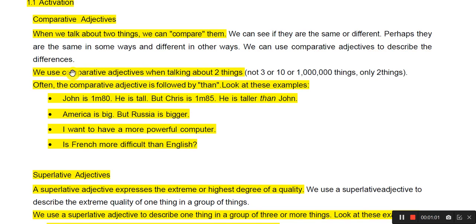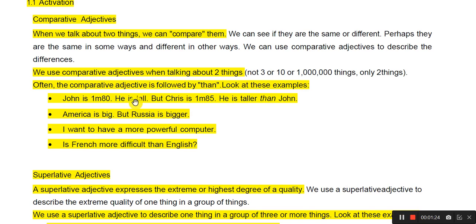Esto es bien importante. Comparative adjectives, cuando hacemos oraciones comparativas, es porque estamos hablando de dos cosas. And it says not 3 or 10 or 1 million things, only two things. Solo dos cosas comparamos. Often, the comparative adjective is followed by than.